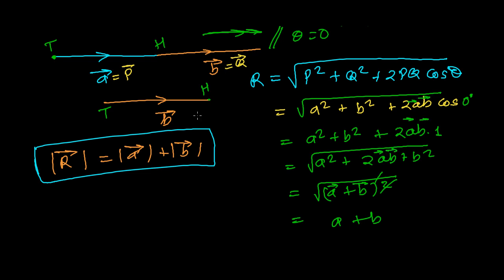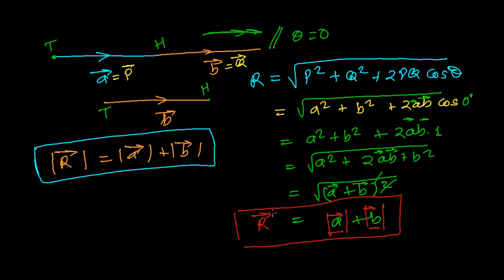Okay, so now vector A plus vector B. The resultant vector is simply the sum of vector A and vector B. This is the magnitude of vector A. Keep in mind, the magnitude of the resultant is simply the magnitude of A plus the magnitude of B.